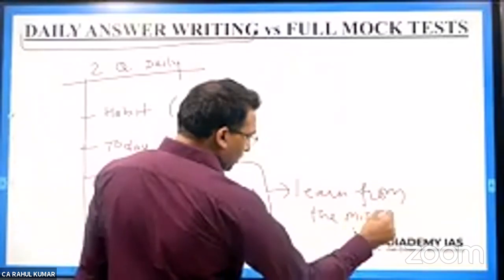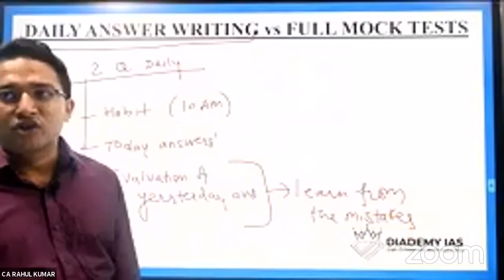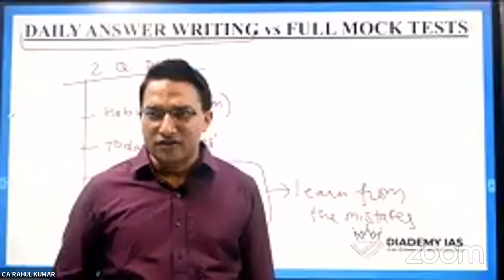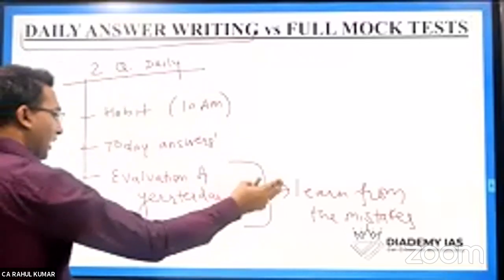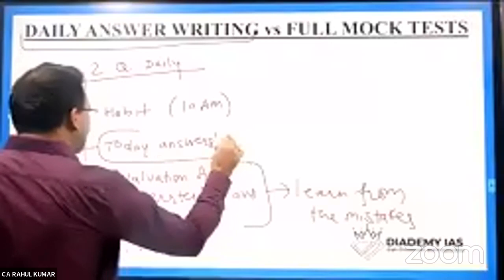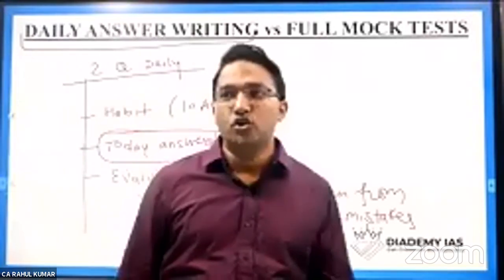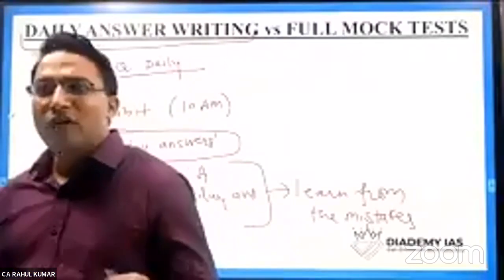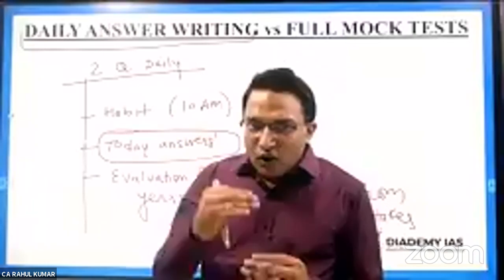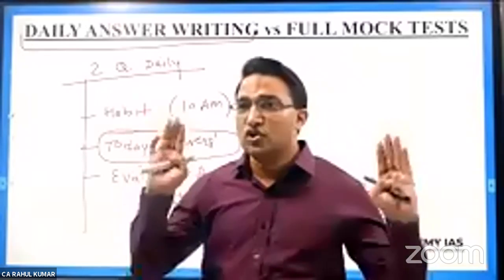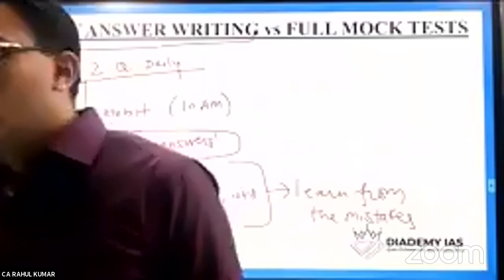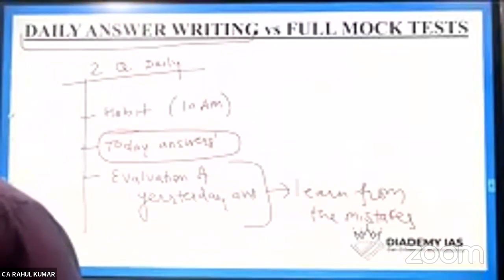For example, your examiner has told you that your answers lack an introduction or they lack a body, or the conclusion is not good. There can be so many feedback points which you can get. So include this feedback in today's answer. Try ensuring that you are not repeating the same mistake which you did yesterday. In this manner, you will be improving on a day-to-day basis. So daily answer writing should be used for improving the quality of the answer, for working on every component: introduction, body, conclusion. There is no substitute for daily answer writing. You must do that.